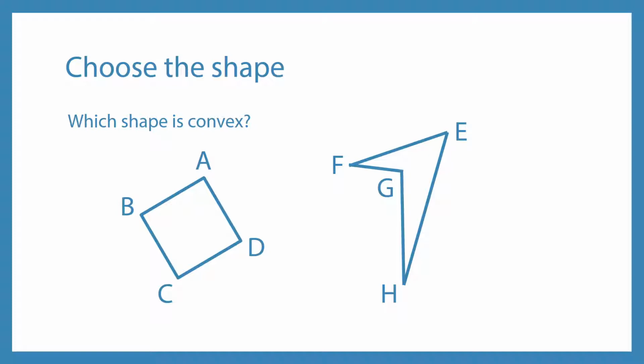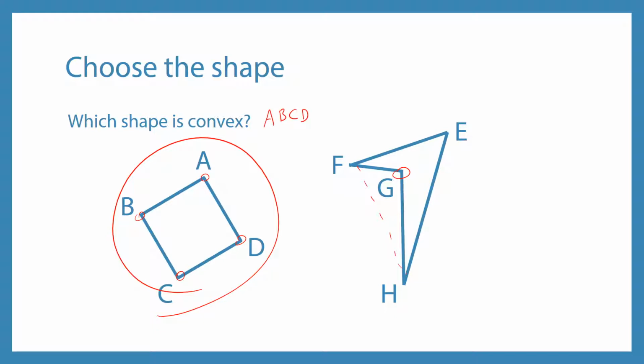Okay, so now it's your chance to do some questions and to see what you've learnt. Of these two shapes, can you tell which one is convex? Convex means all the vertices are on the outside. So we can see all these ones are on the outside, this one's on the inside of our quadrilateral. So in this case, we're going to have this quadrilateral, which is A, B, C, D.